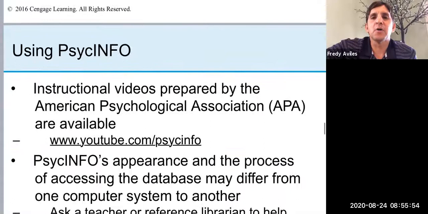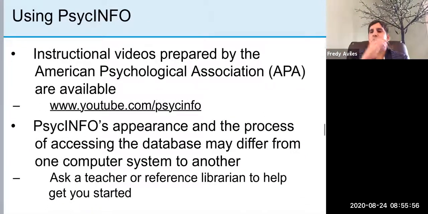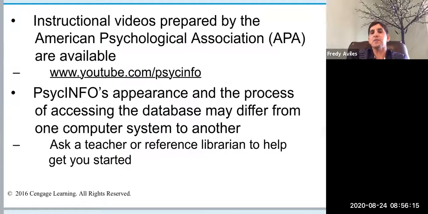Using PsycInfo. Okay, so this is not what you're going to use, but if you're interested in using PsycInfo, there's a link to a video there if you need it, if you're somewhere where you're going to be using that, or if you have access to that. And the video is actually prepared by the American Psychological Association, the APA. PsycInfo's appearance and the process of accessing the database may differ from one computer system to another. It may differ, okay? Ask a teacher or reference librarian to help you.